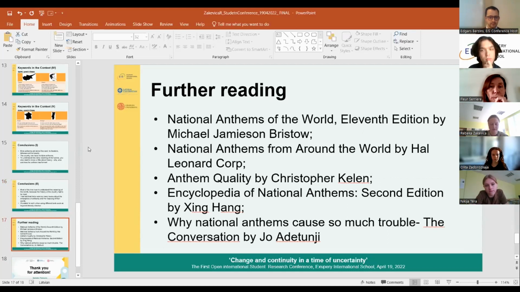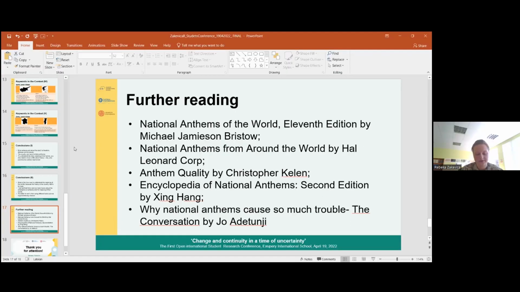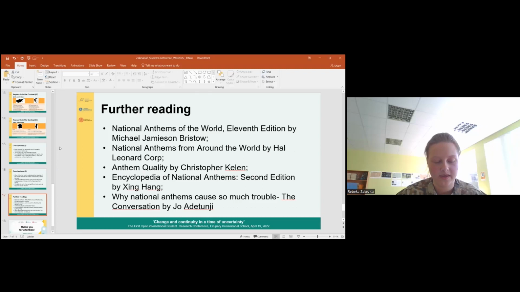For people who want to know more about European Union country national anthems, I recommend reading National Anthems of the World, 11th edition by Martin Jensen Bristow, and National Anthems from Around the World by Leonard Cork. These two have both the original and translated words, plus music. Anthem Quality by Christopher Cullen is a book about the lyrics of national anthems. The author deals with the general meaning of an inner national song phenomenon, the words we sing together with our compatriots when we assert ourselves to be national subjects. And also I recommend Encyclopedia of National Anthems, 2nd edition, and the article "Why National Anthems Cause So Much Trouble."